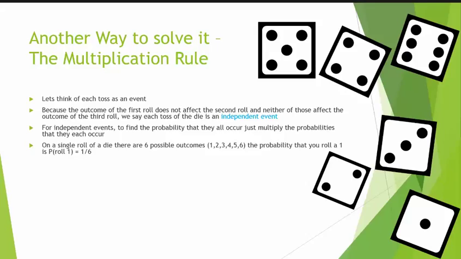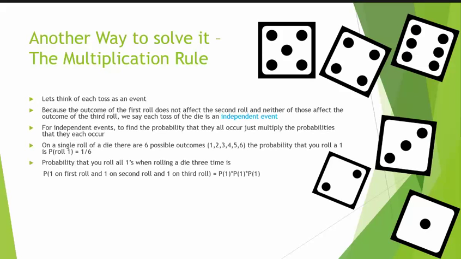So the probability that you roll all ones when you roll a die 3 times is going to be the probability that you roll a 1 on the first roll, and a 1 on the second roll, and a 1 on the third roll. And so you would just multiply the probability of rolling a 1 times itself 3 times.